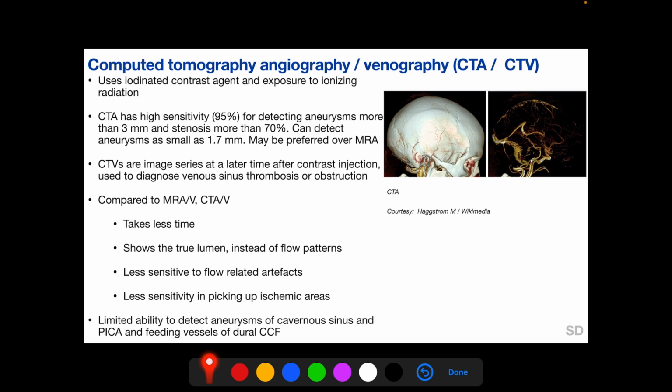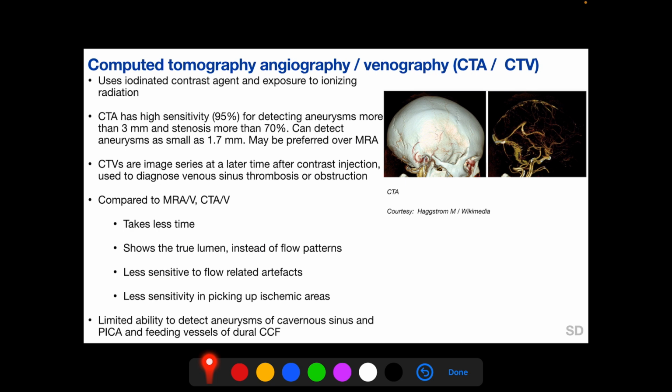Computed tomographic angiography or venography uses iodinated contrast agent and exposure to ionizing radiation. CTA has a high sensitivity, 95%, for detecting aneurysms more than 3 mm and stenosis more than 70%. It has been seen that it can detect aneurysms as small as 1.7 mm. So there is a controversy about which one should be preferred, MRA or CTA, in such a setting.